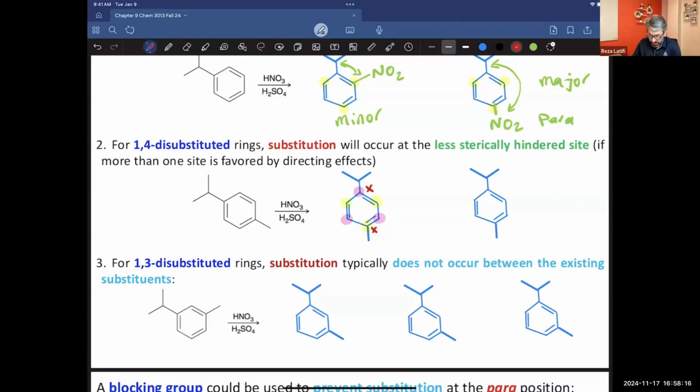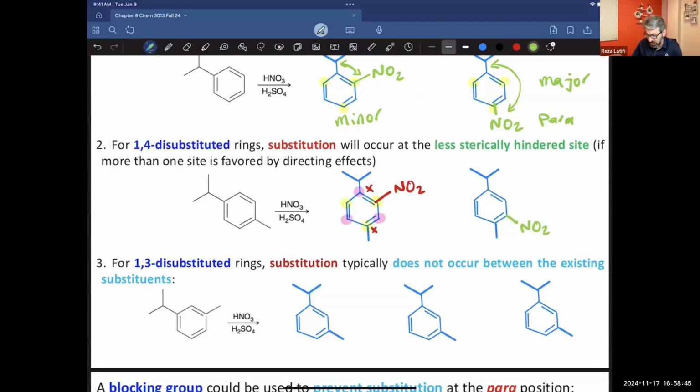One idea is that the isopropyl has a stronger donating effect, or induction effect, than the methyl, so we should put it in the ortho position relative to isopropyl. And if that's the case, then we get NO2 here. And somebody might say, you are dealing with the steric effect, so you should put it in the ortho position relative to the methyl.